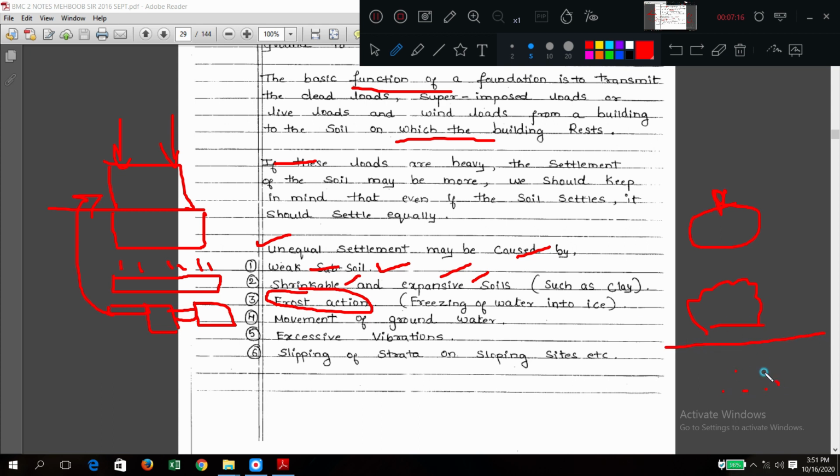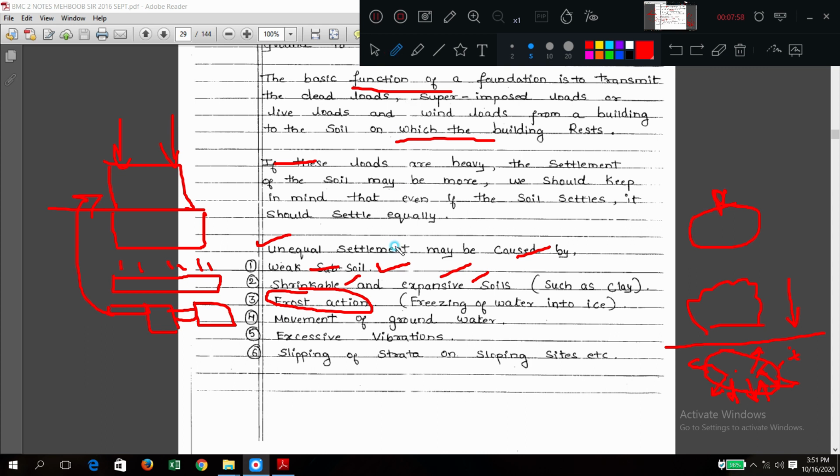When water is present inside the soil and the temperature goes below 0 degrees Celsius, the water is converted to ice, and ice has a larger volume, so the larger volume will put pressure on the foundation. And in the summer season, the larger volume is again converted into smaller volume, so the smaller volume will make settlement. Like that, it will cause the settlement, unequal settlement.